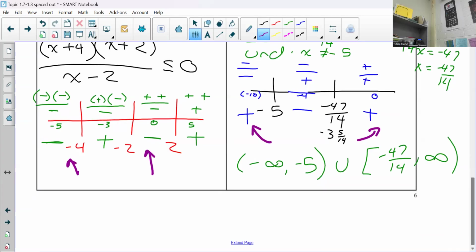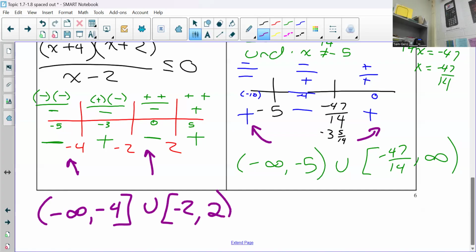So when I write this, negative infinity to -4. -4 is a 0, so it gets a bracket because it's or equal to. Union, -2 is a 0, it gets a bracket. And 2 is an undefined, so it gets a parenthesis.